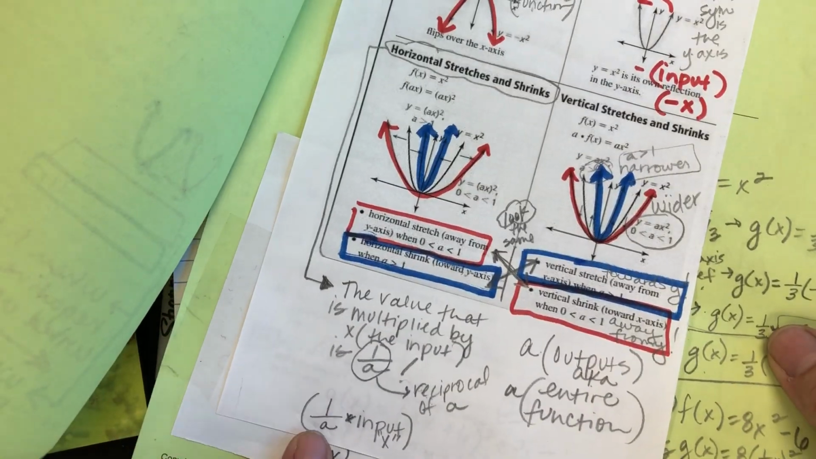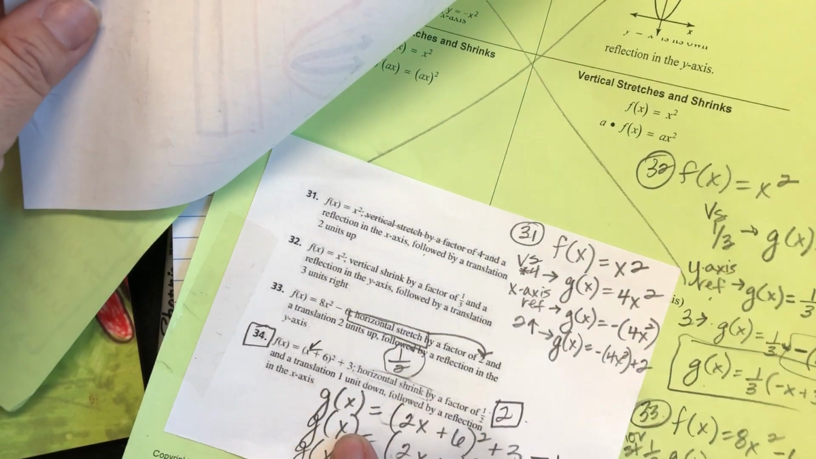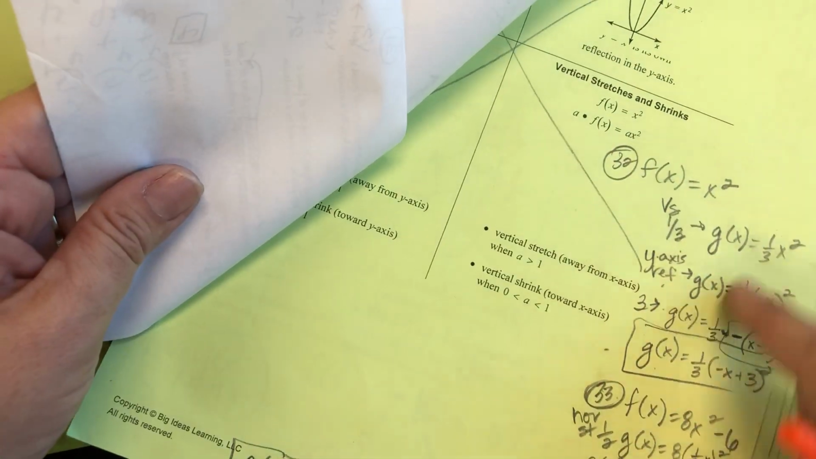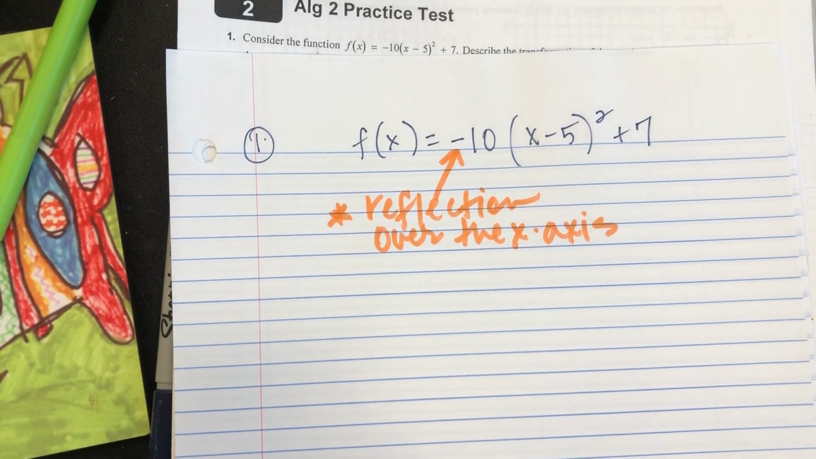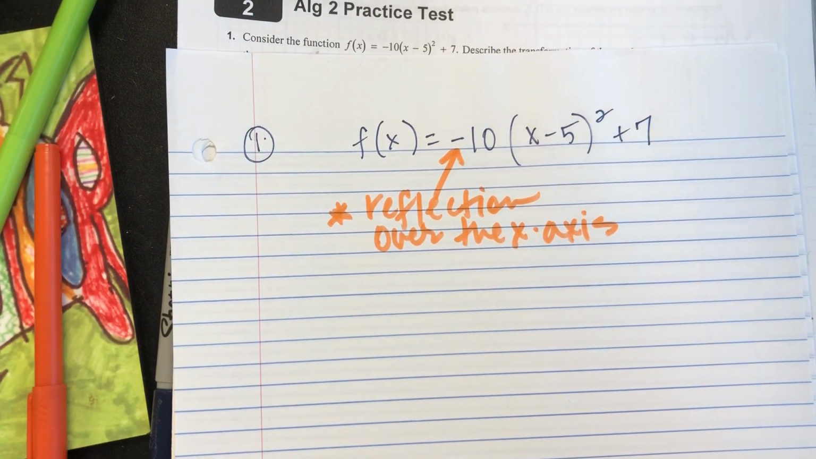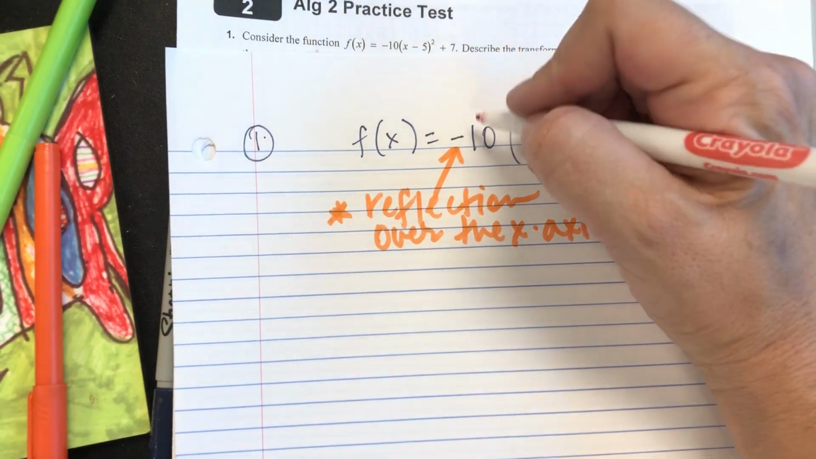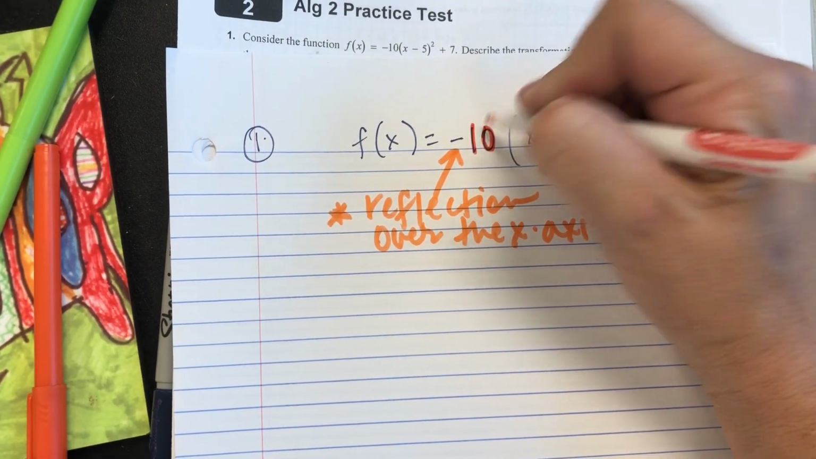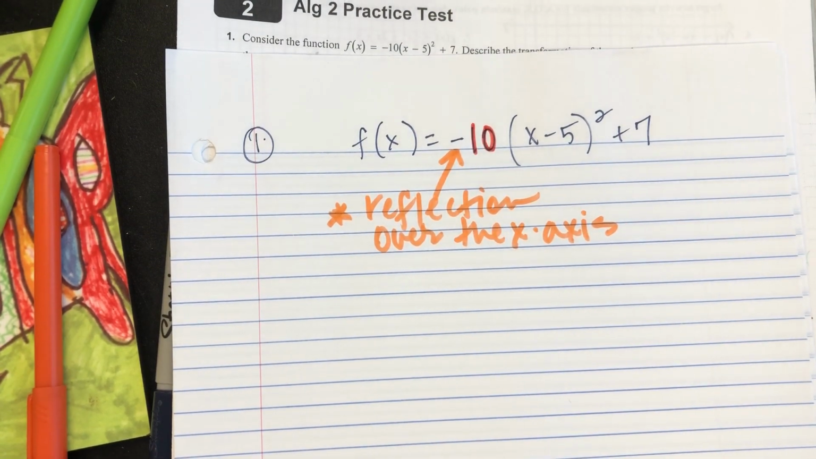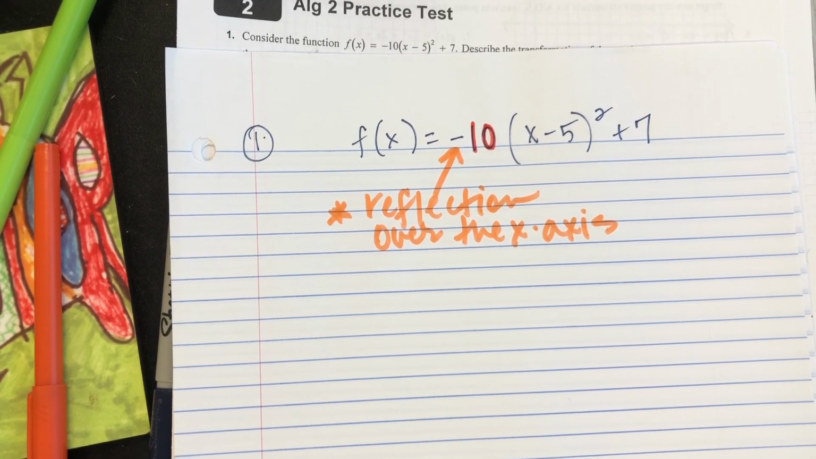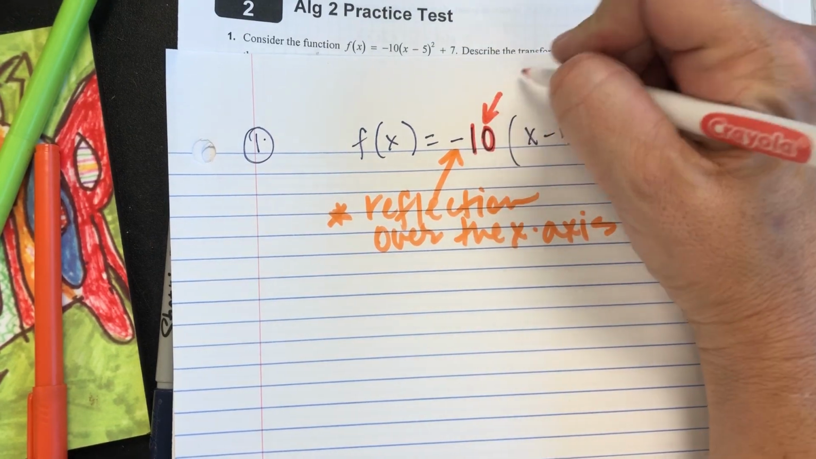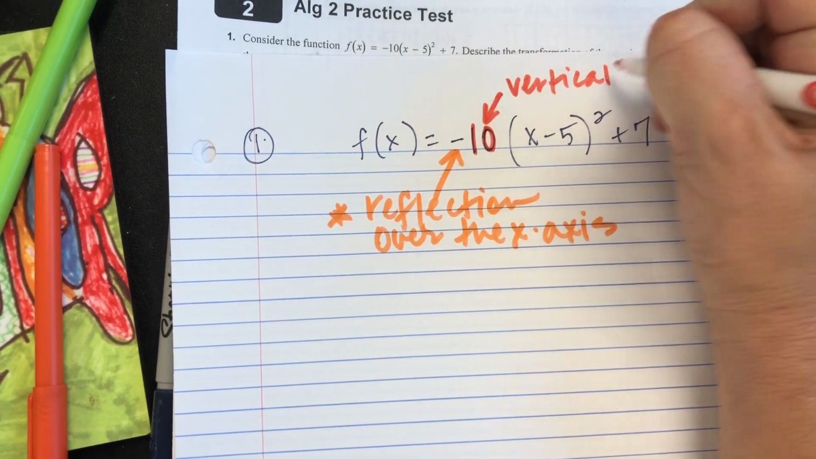On our notes packet, I have examples of how this would look in an equation, how things look and how they act. What happens when we perform these stretches and shrinks? Now this 10 right up here, speaking of stretches and shrinks, is going to make the parabola, which is reflected over the x-axis, skinnier. The parabola gets skinnier. We call that a vertical stretch when it goes towards the x-axis. The 10 makes it stretch vertically.